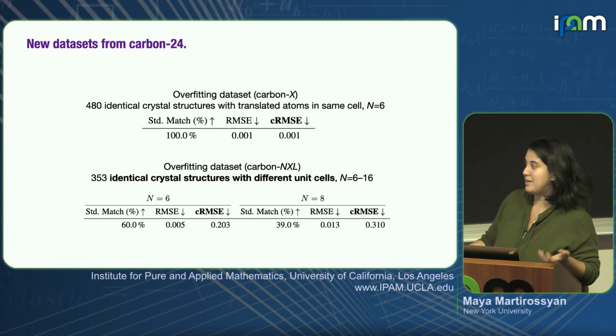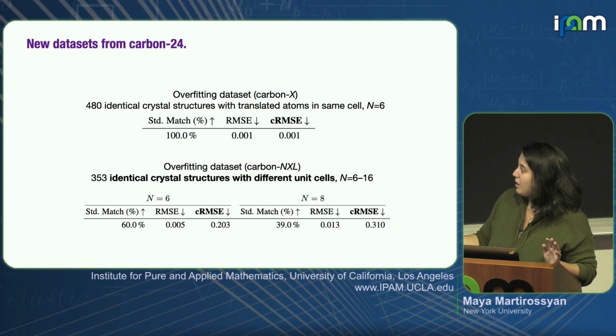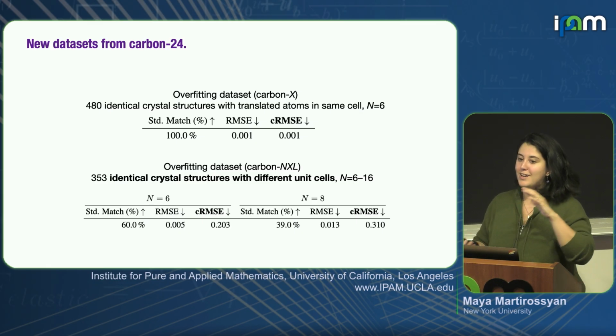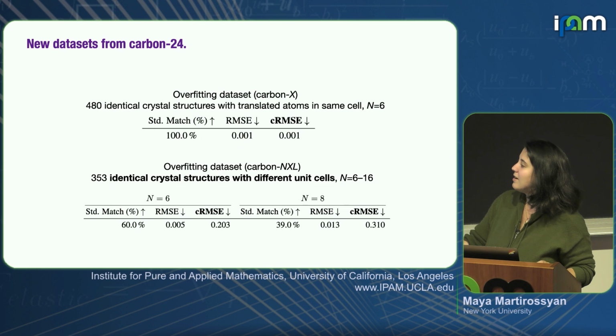And you can see, I think this is sort of remarkable. It's all the same crystal. Let's not forget that, right? But here we do quite well. So this is carbon X. We do 100% matching. We have a shockingly low root mean squared error, which is not surprising. Once you move to this, where we have different sizes and shapes of unit cells, now we start doing a lot worse. We get like a 60% match for just the n equals 6 atoms. We get a 39% match for n equals 8. And between n equals 6 and n equals 8, we go down an order of magnitude in the root mean squared error.